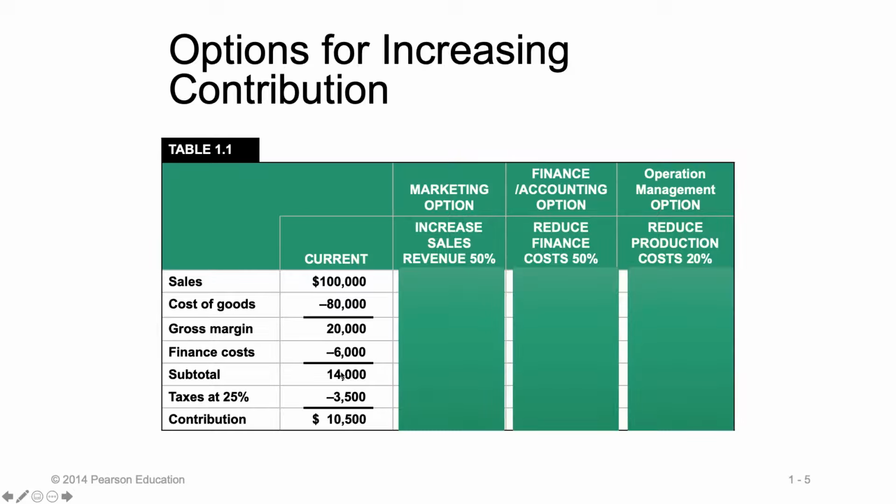Then we have the subtotal and then we have the taxes, all right? The rate that we calculate for the example is 25%. It can be more, it can be less than this, but we have this calculation. It represents the 25% of 14,000, okay? Then we have at the end the profit or the contribution that we are looking for.